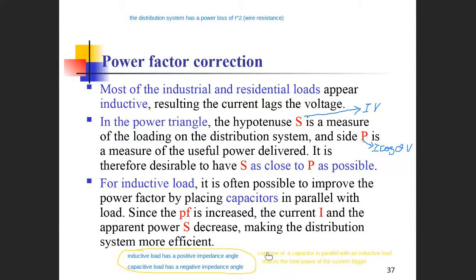So a combination of capacitors in parallel with the inductive load makes the total power factor of the system bigger. That's the power factor correction. You can also prove this by doing some specific calculations.